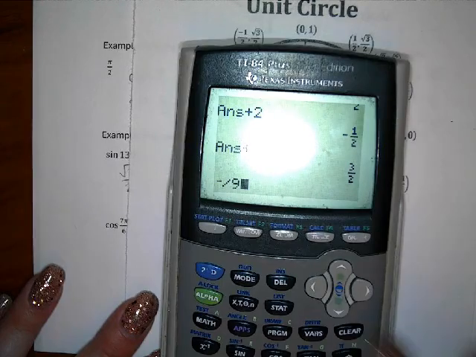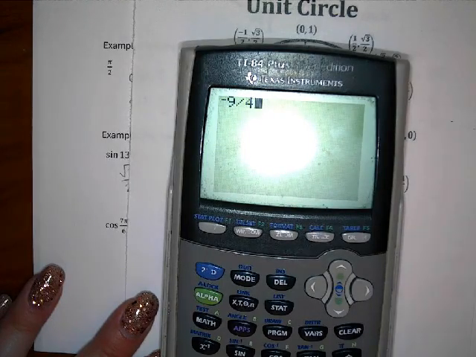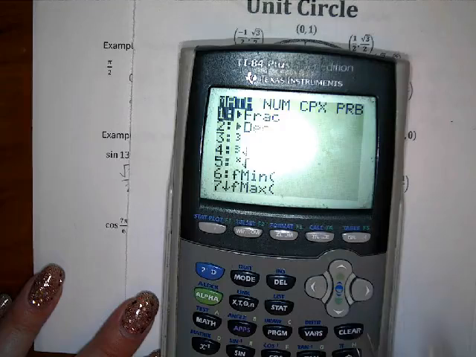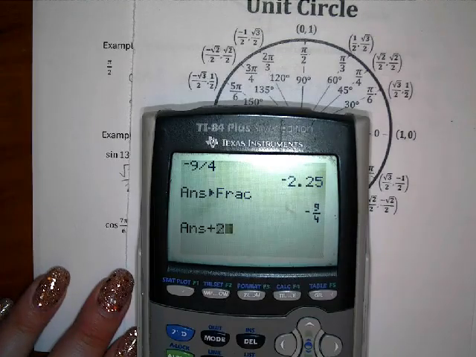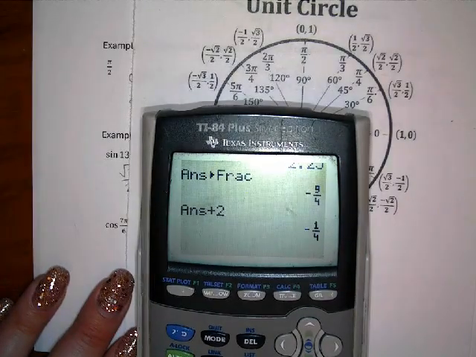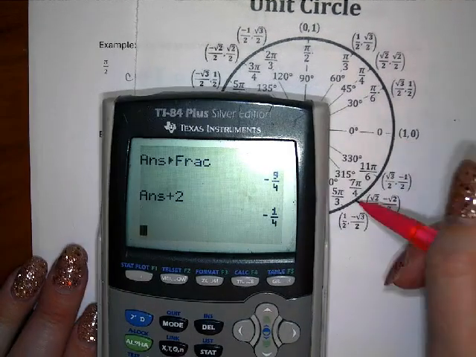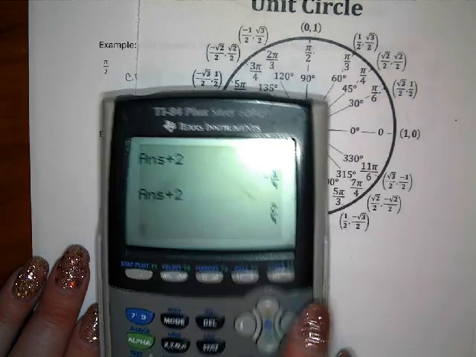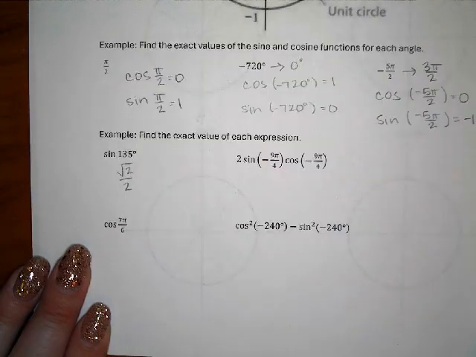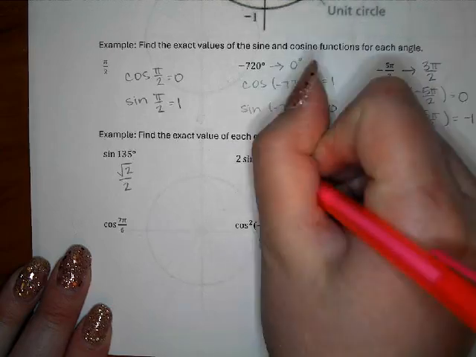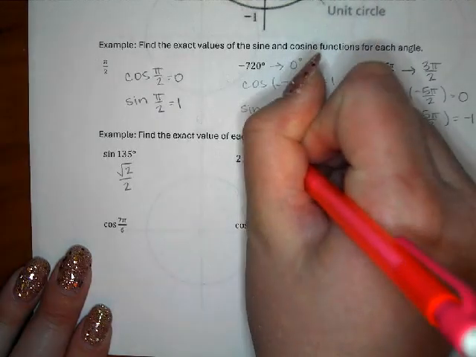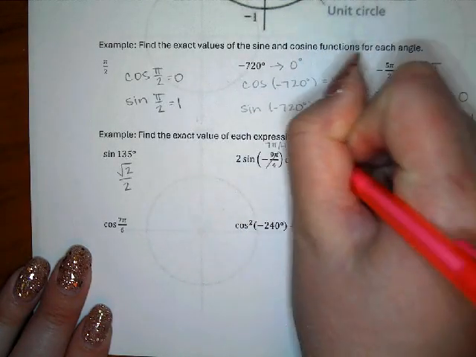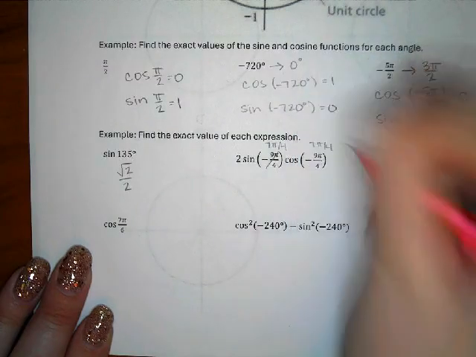So negative 9/4 plus a full circle. And you could say negative pi fourths, that's pretty comfortable, just go down 1/4. Or you could add another full circle and say, oh, that's 7 pi fourths. So I'm going to have 2.